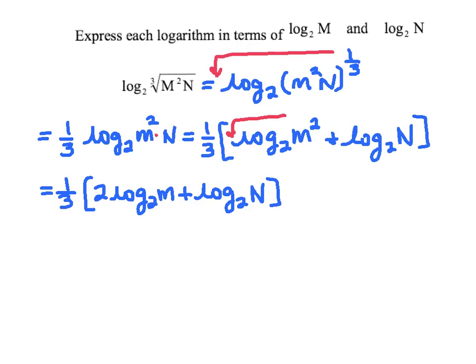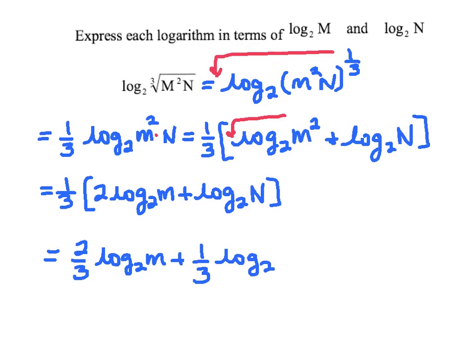The very last thing I'm going to do is distribute the 1/3 over the addition, and so finally 1/3 times 2 will give me 2/3 log base 2 of m plus 1/3 times log base 2 of n. And I have completely expanded my logarithm so that the logarithms have one expression inside each of them.